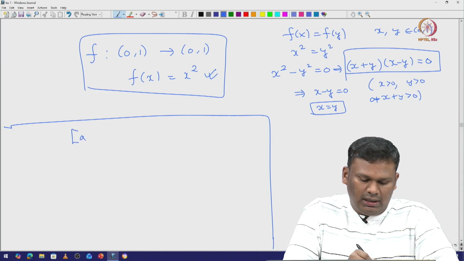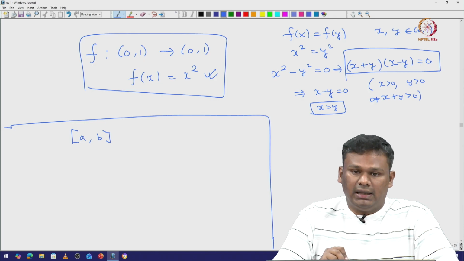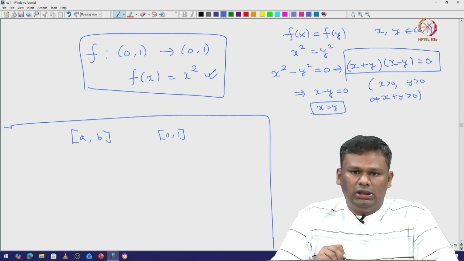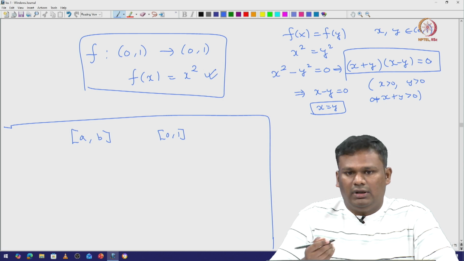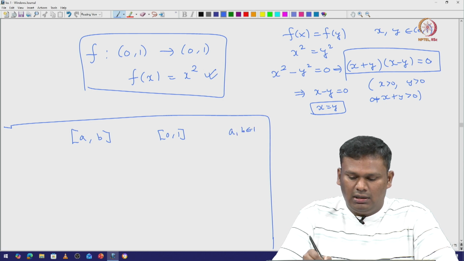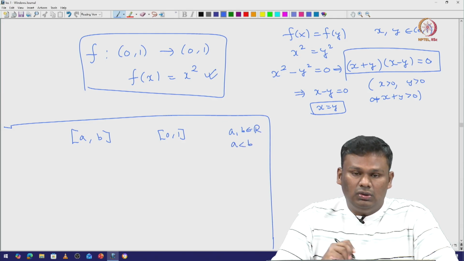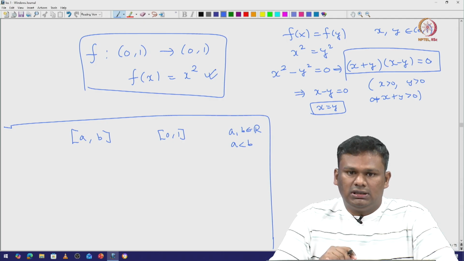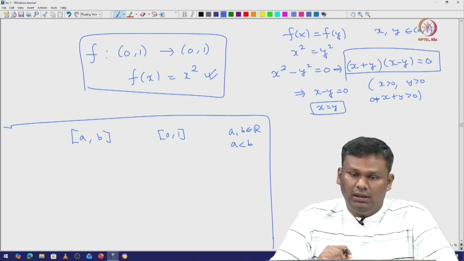For example, one can take the interval [a, b] and the interval [0, 1]. Intuitively, it is clear that for any a, b in R such that a is less than b, the number of elements in the interval [a, b] should be the same as the number of elements in the interval [0, 1]. That means there should be a bijection. I am saying it is intuitively clear, but we need to write down a bijection to make everything mathematically precise.